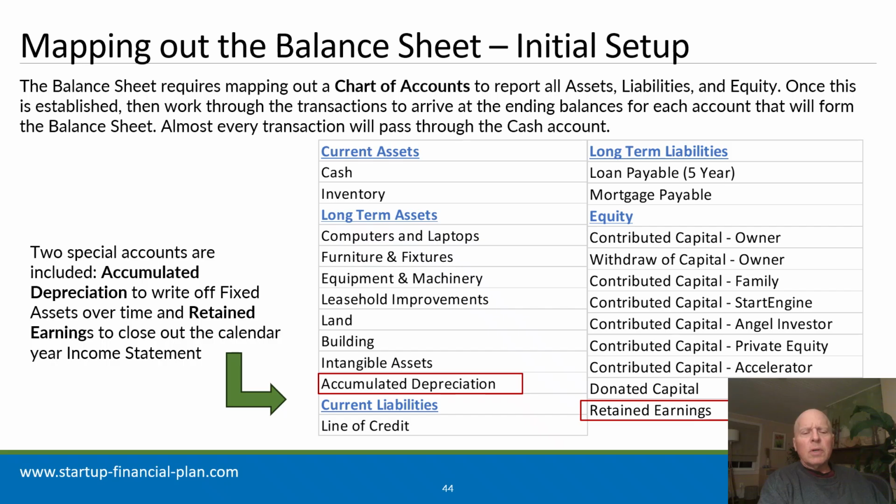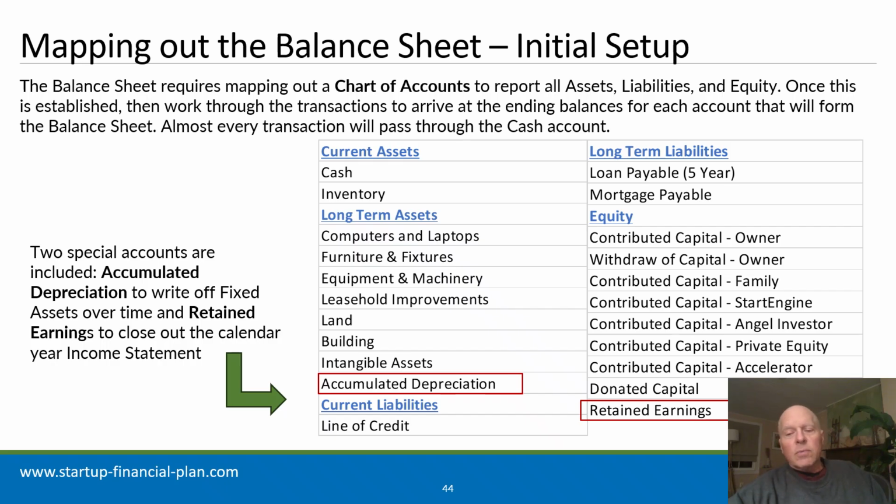There are 2 accounts that are a little unusual. One is accumulated depreciation. What that means is I need to accumulate depreciation to write off the fixed assets year to year, and then eventually I want to close out the income statement to an account called retained earnings that will appear in the equity section of the balance sheet.